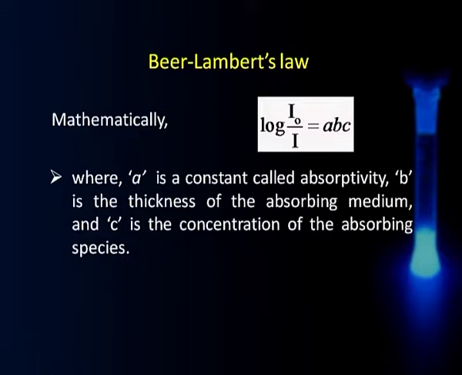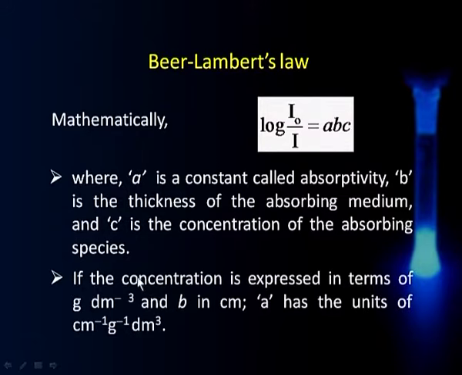What does it mean? Let us have a look at it further. Now if the concentration of the material I am talking about is expressed in terms of gram per decimeter cube, and the thickness I take in centimeter, A will have the units of centimeter inverse, gram inverse, decimeter cube, and that is called my absorptivity. But typically the thickness is always taken in centimeter, because that is the practical way of doing things. So we always will take it in centimeter, but the concentration we have choice.